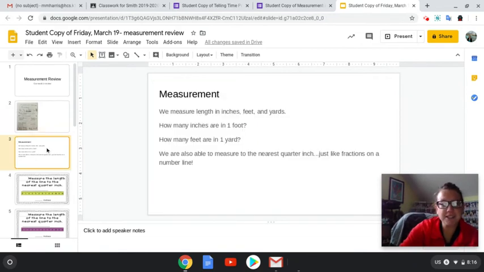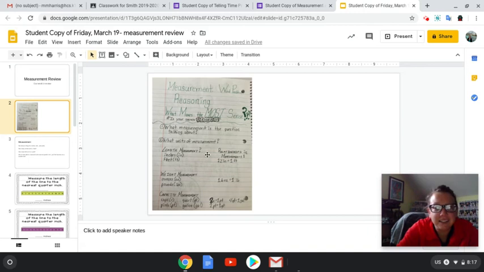So first, let's look at this measurement. What do we use when we need to measure how long something is or the distance? What kind of measurement? Great, length measurement. So that's our first. We measure length and we use inches, feet, and yards. How many inches are in a foot? Do you remember? If you look back at your notes, and I even put it on here, 12 inches equals 1 foot.